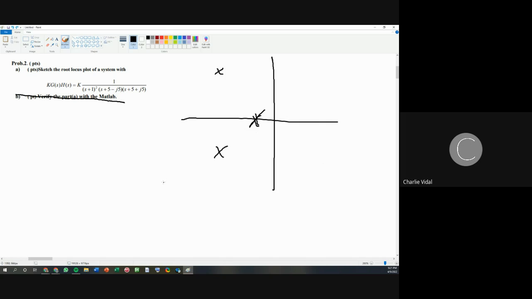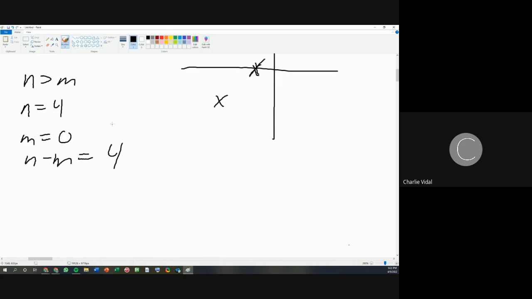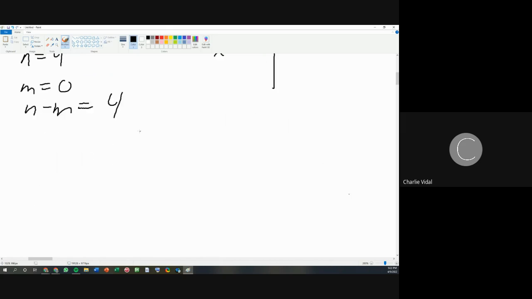The first thing you do is rule number 4. As we said before, n is greater than m. So n is equal to 4, and m is equal to 0, so n minus m is equal to 4. After you do that, you find all the theta values, theta 1, theta 2, theta 3, and theta 4. This is for finding the asymptotes, by the way.